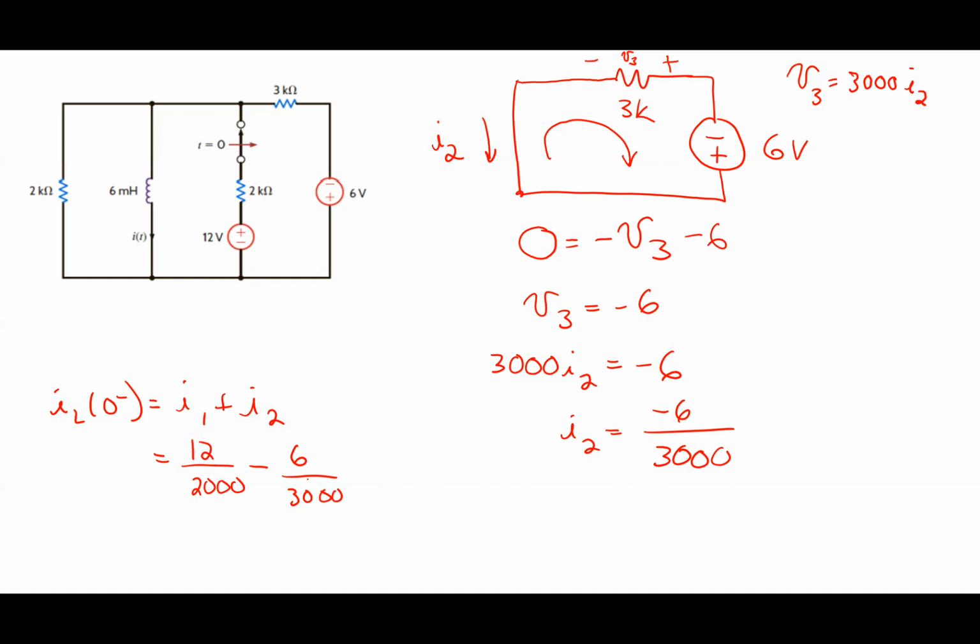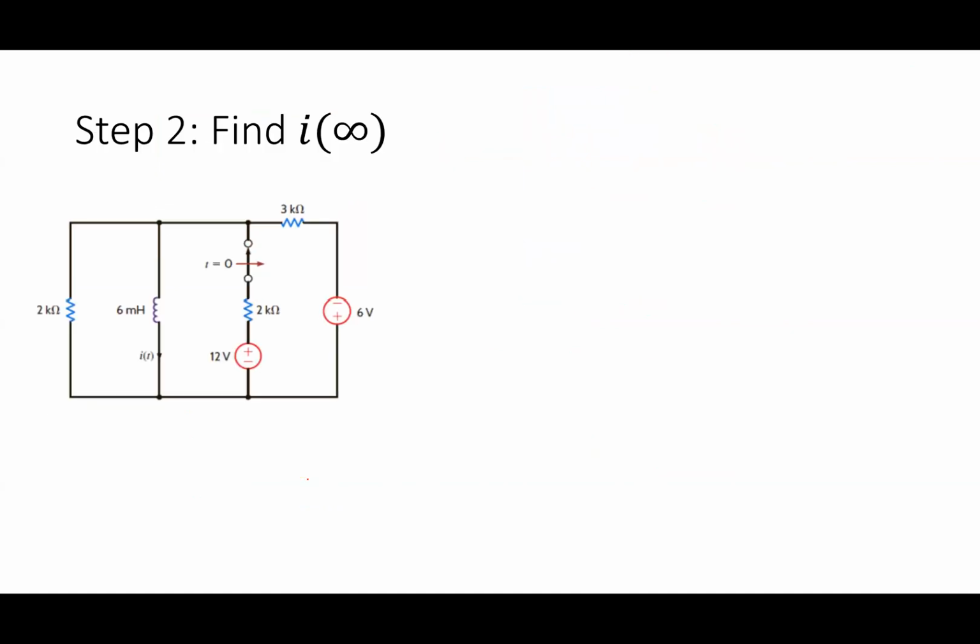All right, let's keep going. So the second step. Now I want to find I of infinity. What's I of infinity? What did I call that? That's a steady state again, right? And steady state at the end, right?